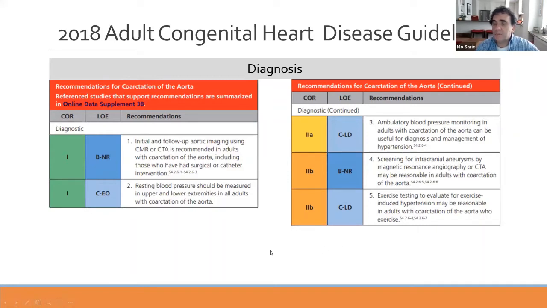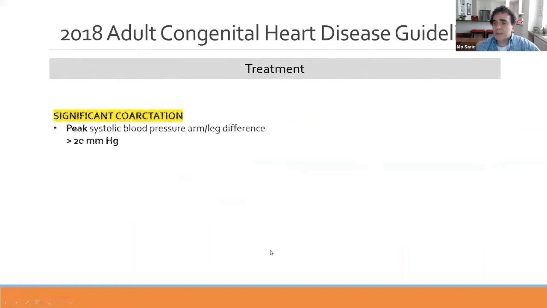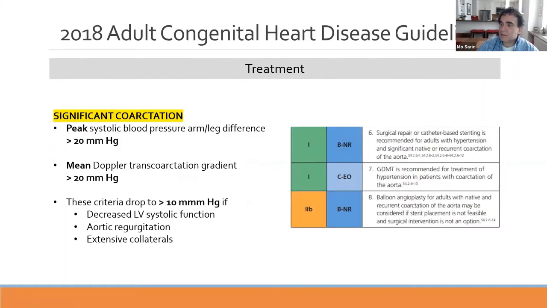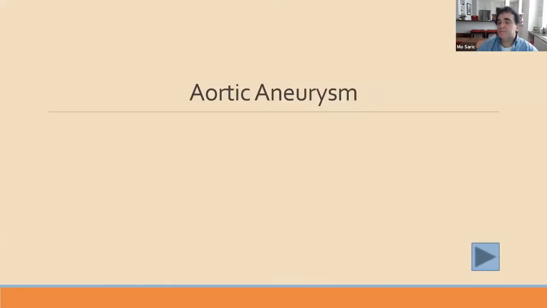With respect to treatment, we treat coarctation when the peak systolic pressure arm to leg difference is more than 20 millimeters, and a mean Doppler transcoarctation gradient of more than 20 millimeters of mercury. And these criteria drop to greater than 10 millimeters of mercury if there is a decreased LV systolic function, aortic regurgitation, or very extensive collaterals. And these are the indications for either surgical or percutaneous treatment of aortic coarctation.